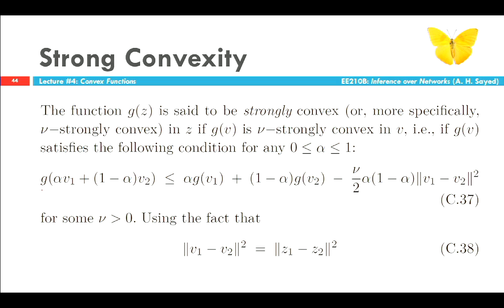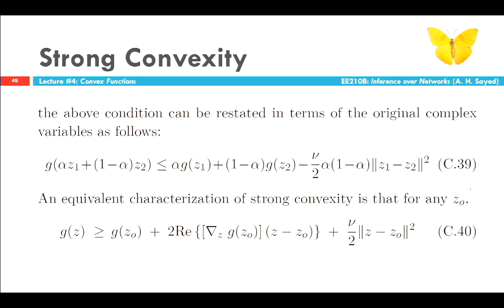if you write it first in the V domain, this is the property, in the real domain. Now translate it. Well, this is G of alpha Z1 plus 1 minus alpha Z2. All of these become G of Z's. V1 minus V2 squared. Remember, this is XY, XY. This distance squared is exactly the difference between the Z's. So you can write it directly in the Z domain as well. So the definitions do not change. You can write them directly in the Z domain.